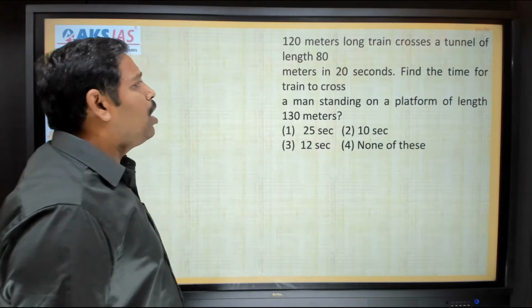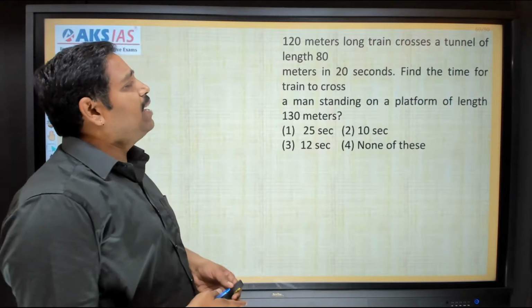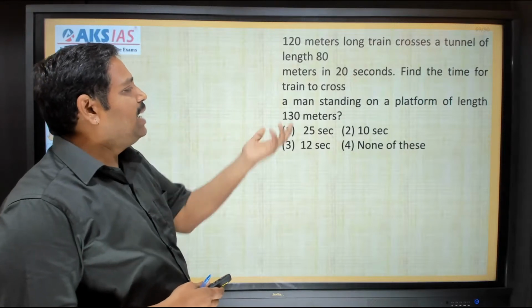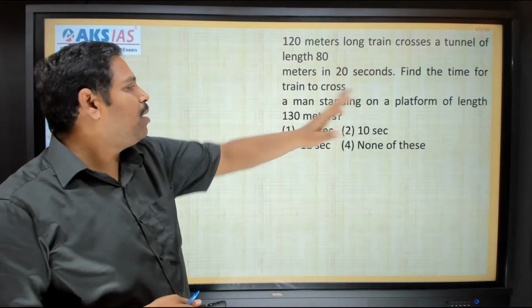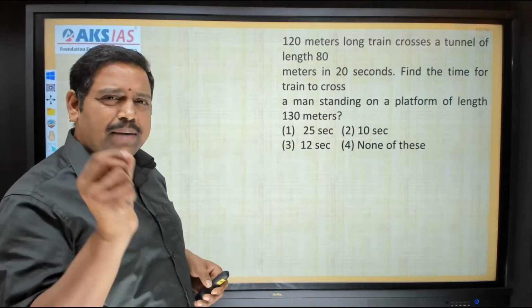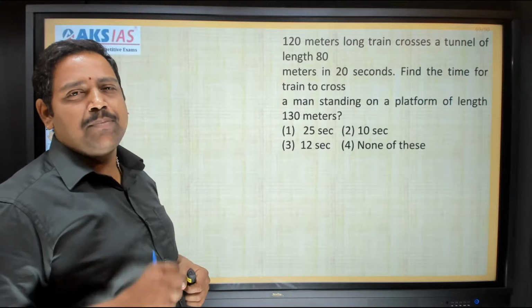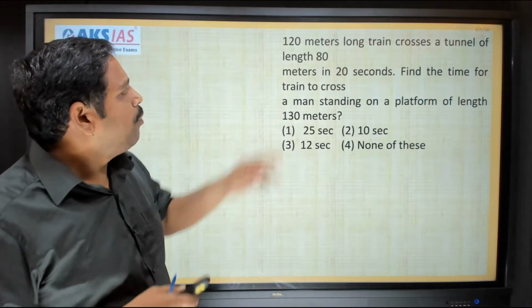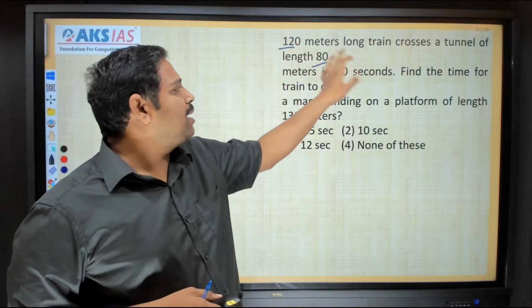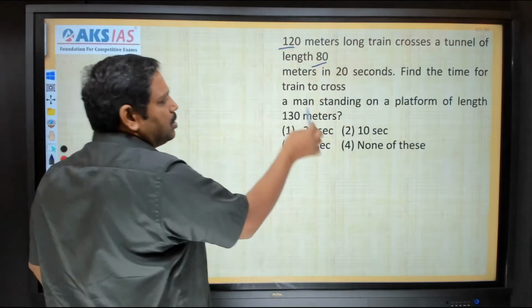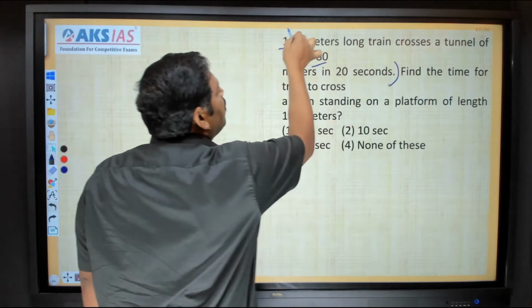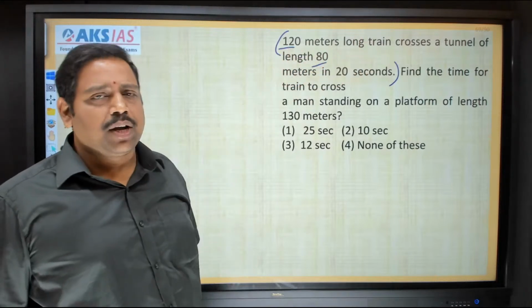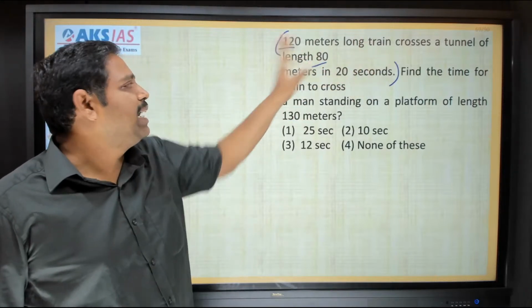A 120 meters long train crosses a tunnel of length 80 meters in 20 seconds. Find the time for the train to cross a man standing on a platform of length 130 meters. A beautiful point we should notice. Here what people will think is about the 120 meters train crossing a tunnel. Suppose we forget everything and only think about the first statement: a 120 meters long train crosses a tunnel of length 80 meters.